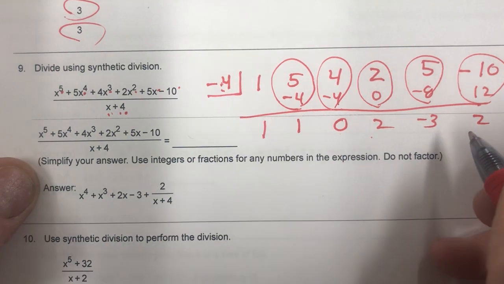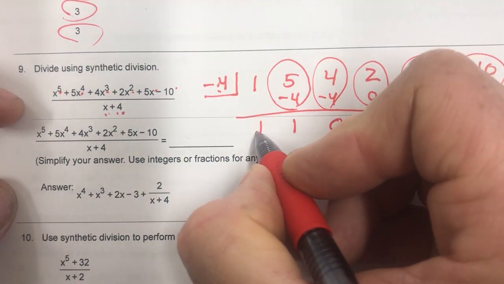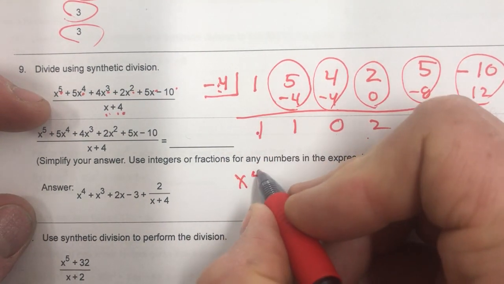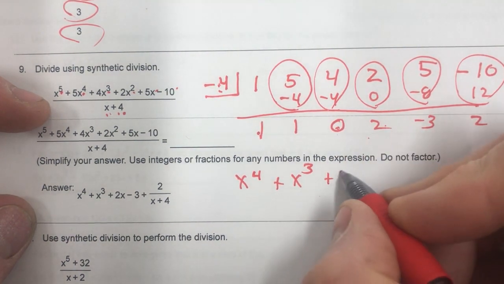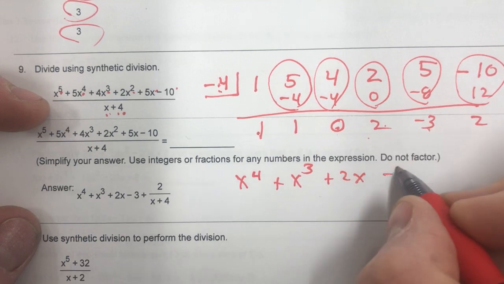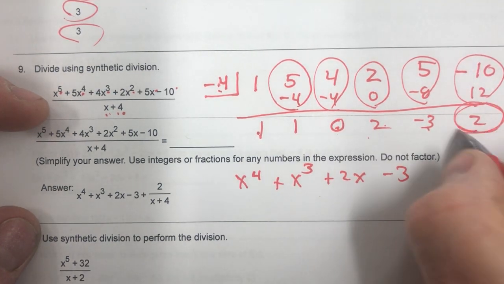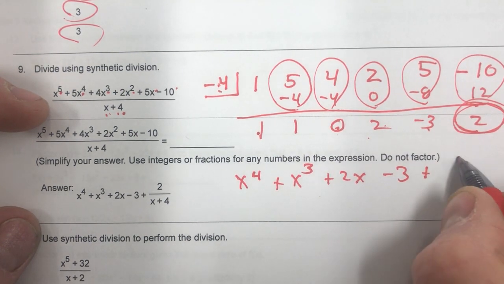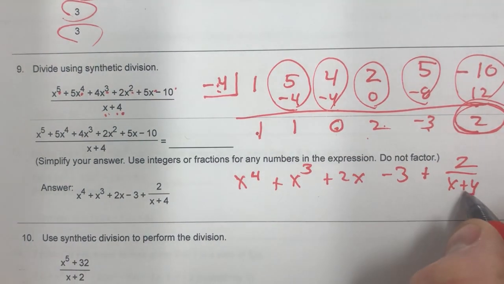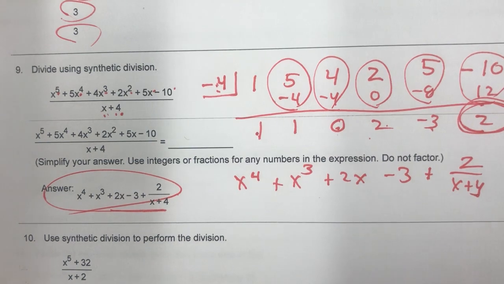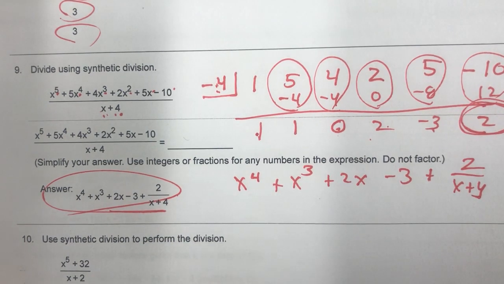Which means this is 1 degree less, so this is going to be x to the 4th plus x to the 3rd. There's no x squared. This would be plus 2x minus 3, and then I've got this remainder right here. So that means I'm going to have plus 2 over the divisor, x plus 4. And there you go. See it right there. That's exactly right.